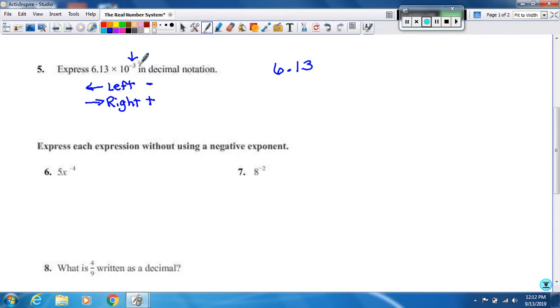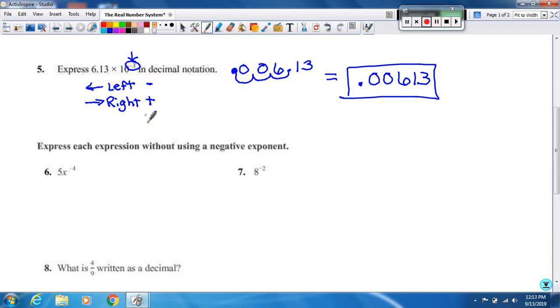So this literally means take the decimal and move left 3. So 1, 2, 3. That's going to be where your new decimal is, and then any spaces you fill in with zeros. So the final answer is 0.00613.